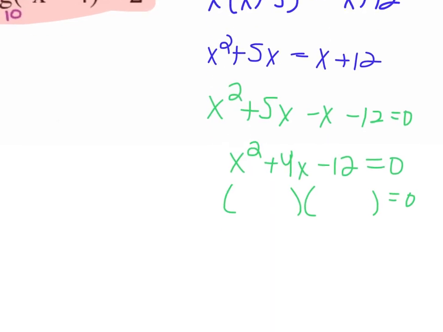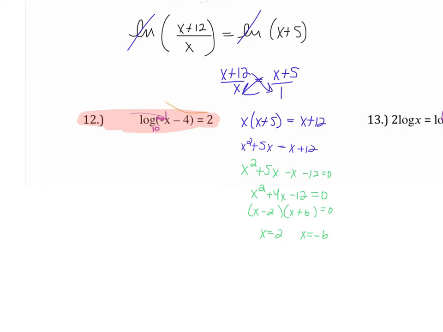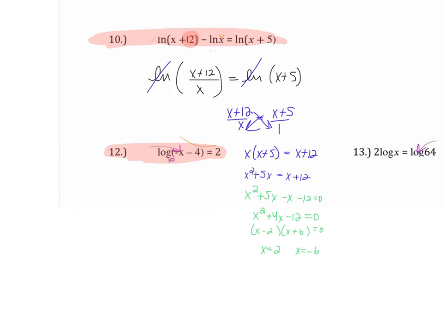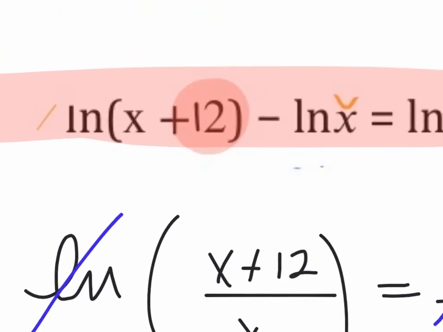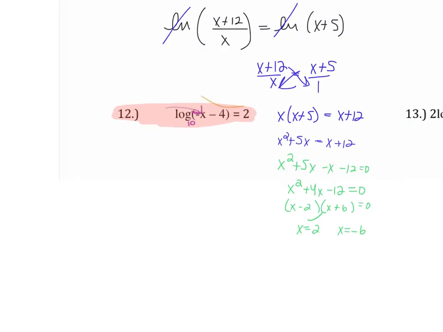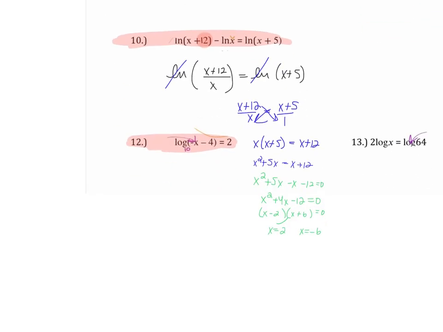Does this factor? Probably, yes. What is the factor? X minus 2, x plus 6. So x equals 2 and x equals negative 6. You guys okay with that? And then what do I have to make sure of? Plug in. Make sure that nothing is negative. So let's plug in 2. Well, what's 2 plus 12? Okay, we're good. What's 2 plus 5? Positive. So 2 works. Plug in negative 6. What's negative 6 plus 12? Positive. What's negative 6 plus 5? Negative. So what do I know about negative 6? It does not work.